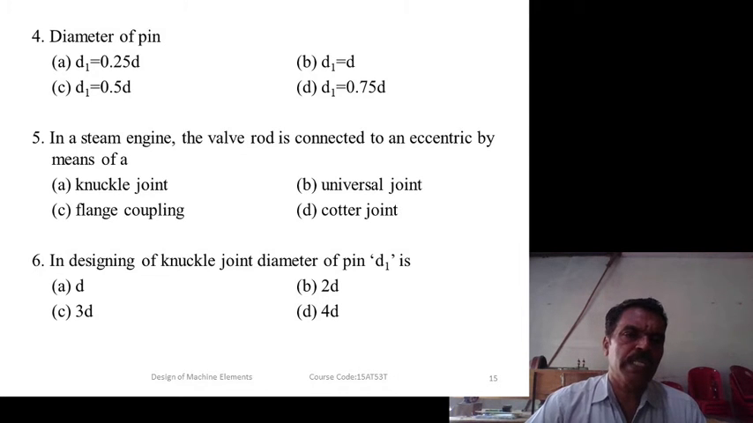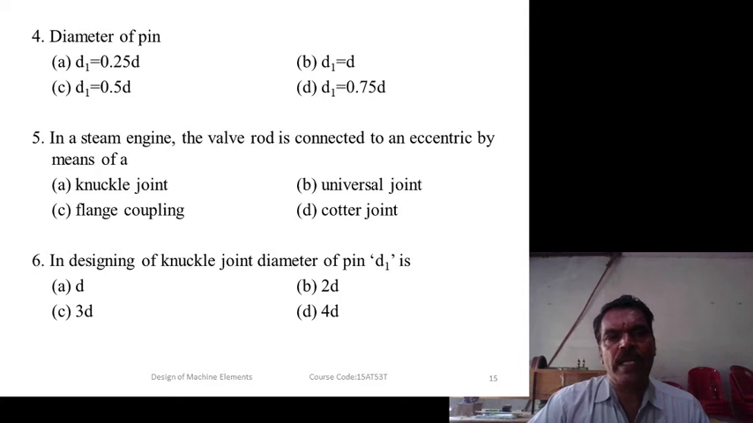Okay, so next is question number 5. In a steam engine, the valve rod is connected to an eccentric by means of, okay, so in a steam engine also we are going to use the knuckle joint. So this is also one of the applications of the knuckle joint. What type of joint is going to be selected among these 4? Knuckle joint, universal joint, flange coupling, quarter joint. So knuckle joint is the right answer for question 5.